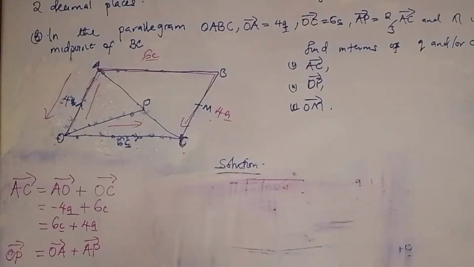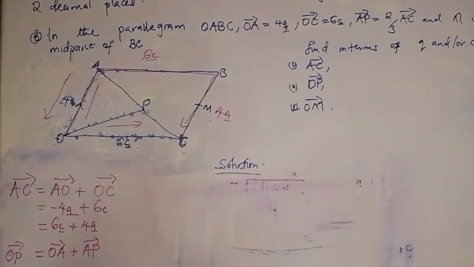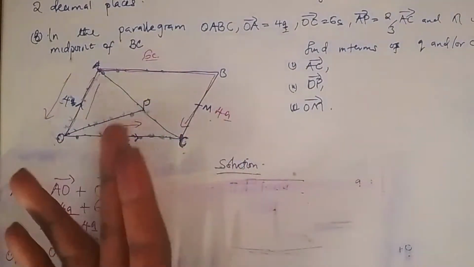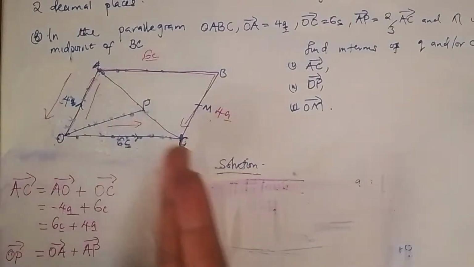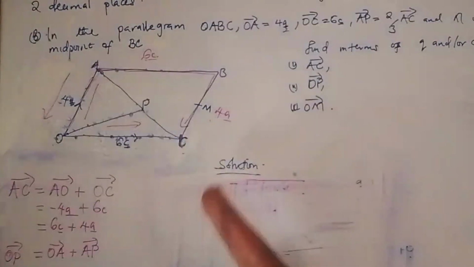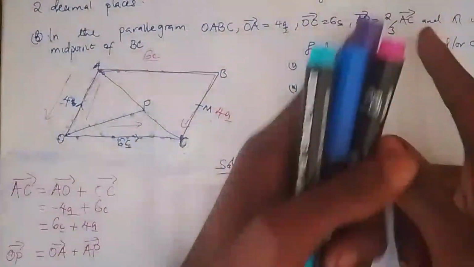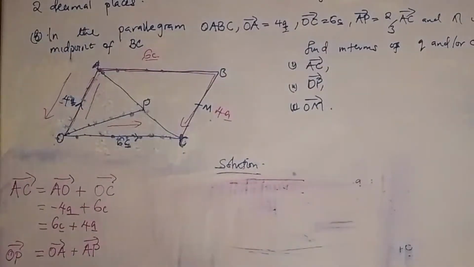So why am I picking this? Remember, I'm not picking this at random. I'm following where I have values. Because if I use this other one, I don't have the value for vector PC. But the one I used, I have the value for vector OA. I also have the value for vector AP, which is this one in our question.